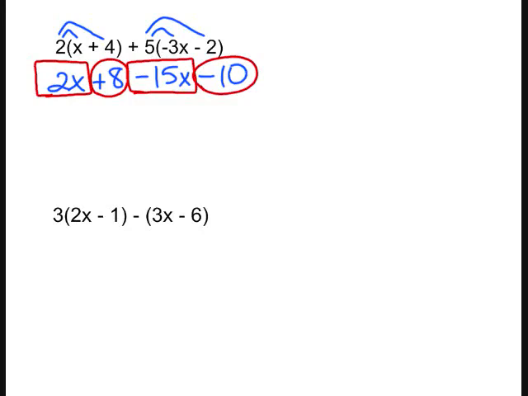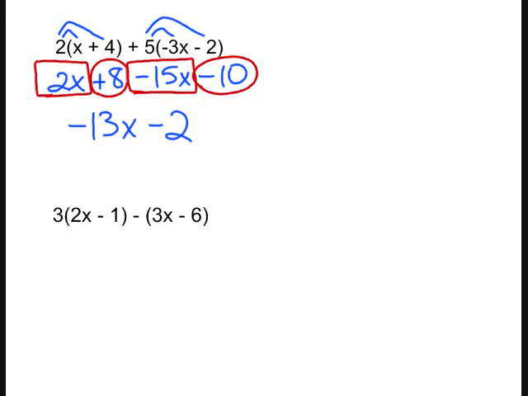So whenever we combine our like terms, we have 2 minus 15, which gives me a negative 13x, and then 8 minus 10 gives me a negative 2. And so I cannot combine the negative 13x with the minus 2, so that is my final answer right there.